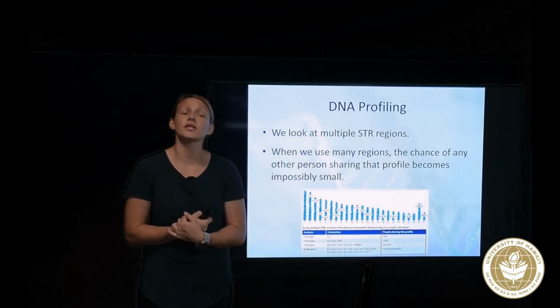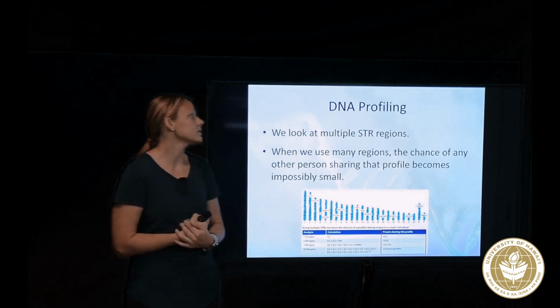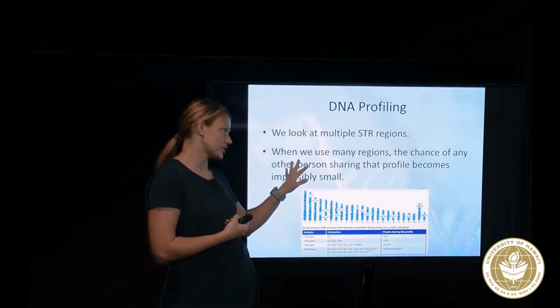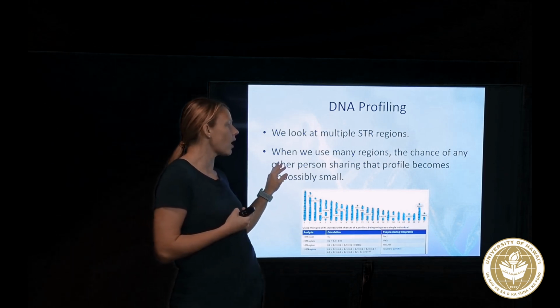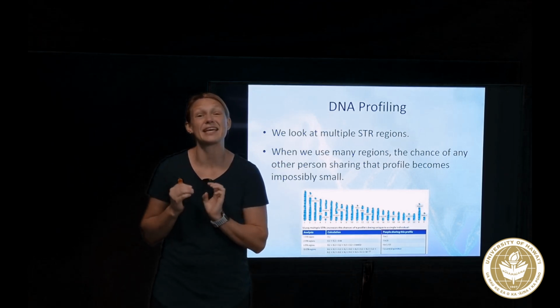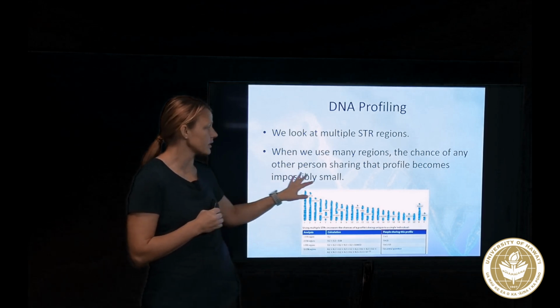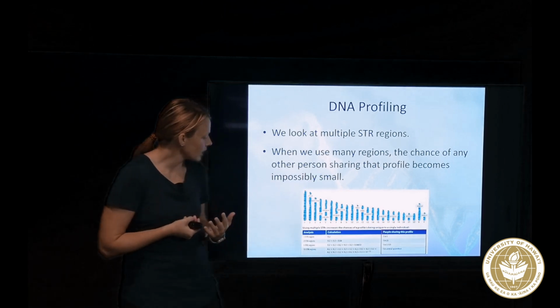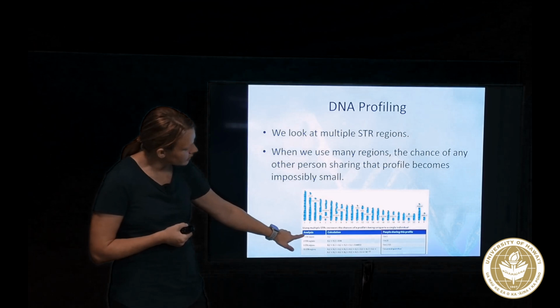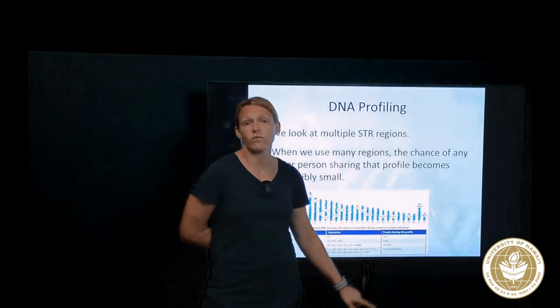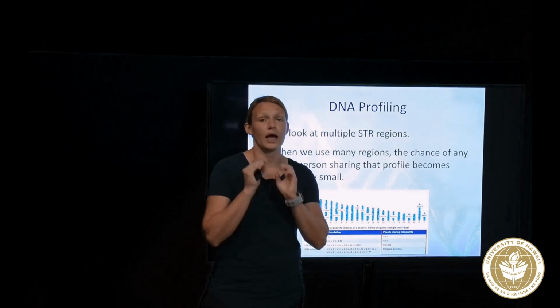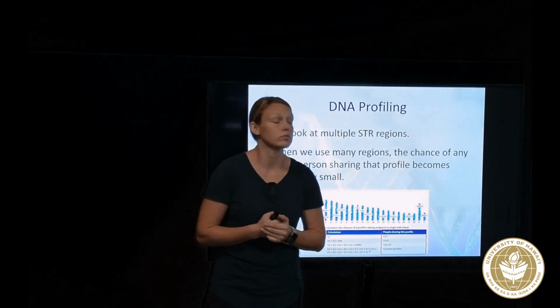So as I mentioned with DNA profiling, we want to look at multiple STR regions, because when we use many regions, the chance of any other person sharing that exact same profile becomes impossibly small. And this is shown in your textbook. So if you were to use one STR region, the people that share that is 1 in 5. So 1 in every 5 people are going to have that exact same STR region.